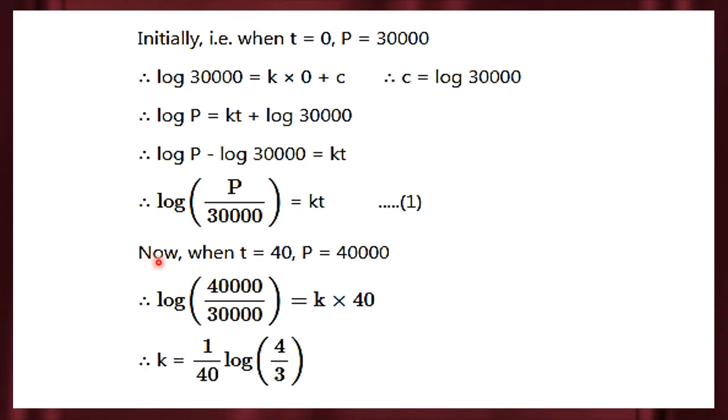Now when t is equal to 40, p is equal to 40,000. That is the second condition. After 40 years p changes from 30,000 to 40,000, means t is equal to 40, p will become 40,000. In this we substitute p is equal to 40,000. So log 40,000 upon 30,000 is equal to k into 40. So we will get the value of k as 1 upon 40 log 4 upon 3.